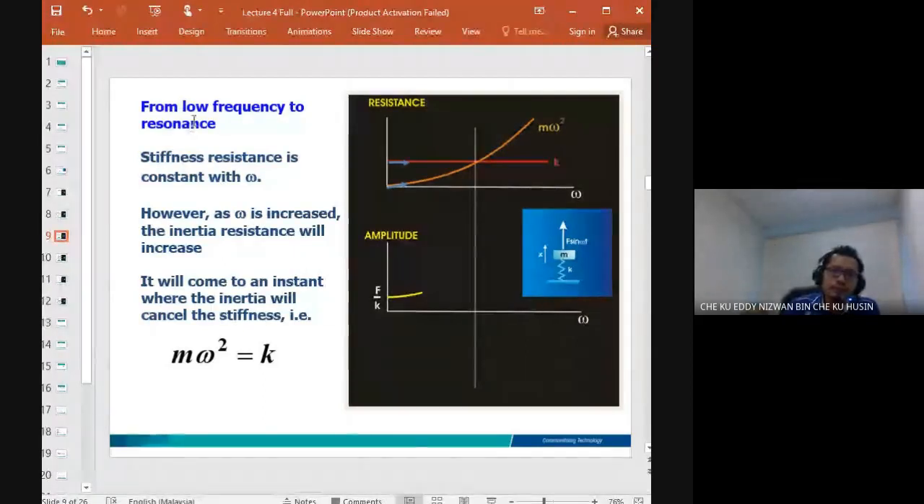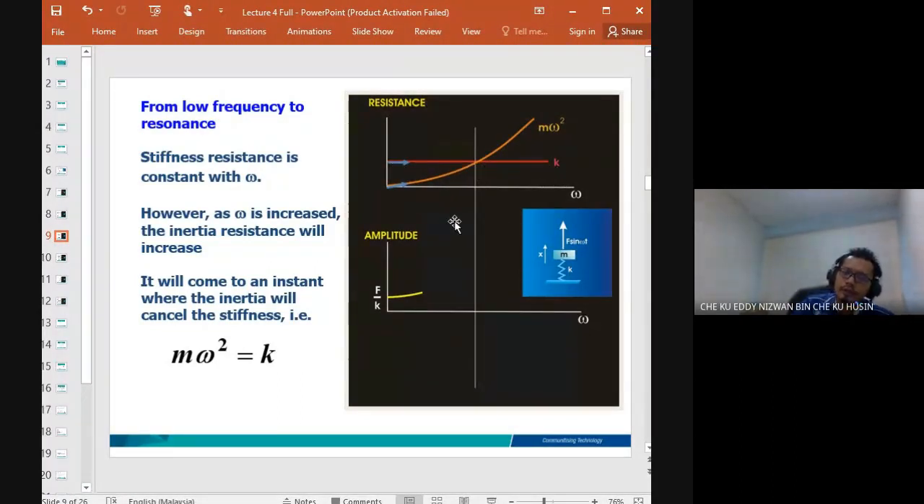Now, from low frequency to resonance frequency, we increase the speed of excitation, and keep increasing it until it reaches the resonance frequency. The stiffness resistance is constant. It doesn't change to any value even when you increase the speed; it remains constant.